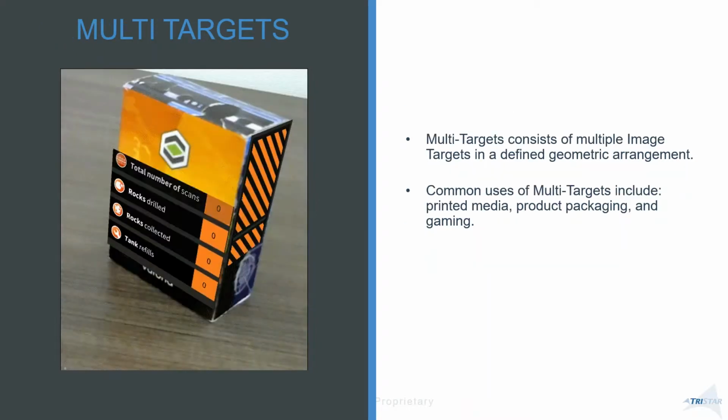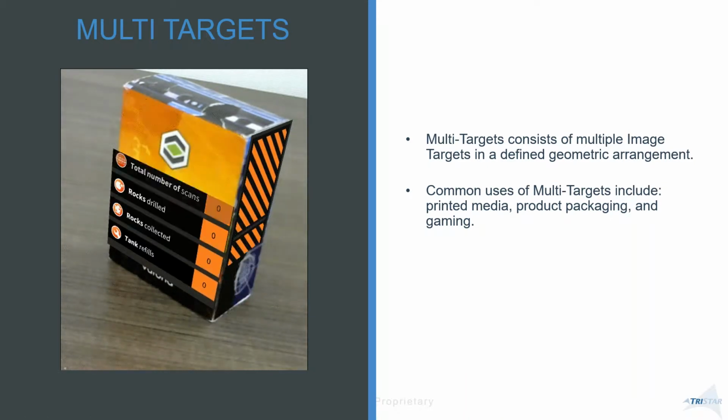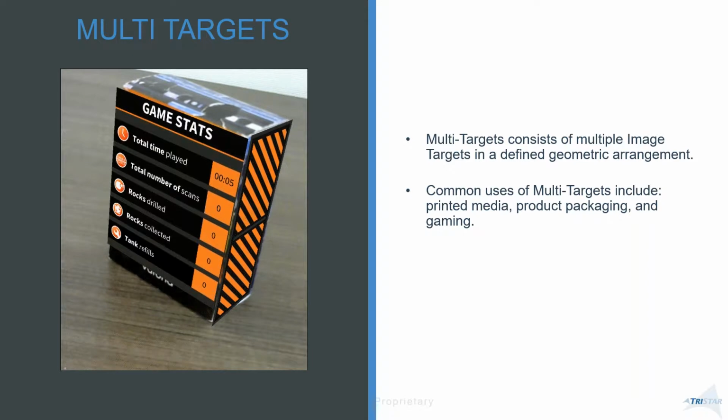The next one is going to be multi-target. So in this case, we can see this box. Again, we got several sides on that box, and we can leverage all those sides that we're scanning, and we can load those experiences. Like in this case, it would be good for printed media, product packaging, also for gaming, right? Those are some of the uses for the multi-target.